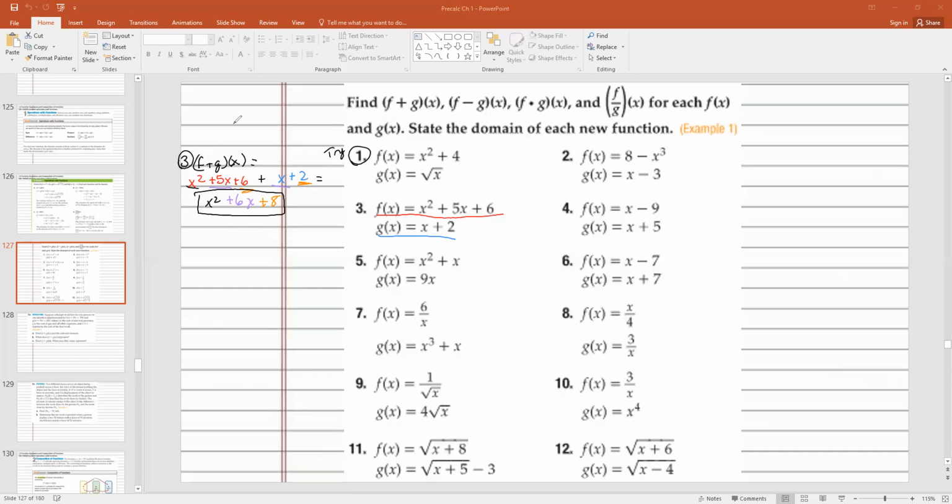Now for the domain, we want to look for any restrictions. Okay, so remember for domain, look for any variables in the denominator. If you have a variable in the denominator, you want to set the denominator equal to 0, and then solve. All right. And if you have a radical, you want to set the radicand greater than or equal to 0, and then solve.